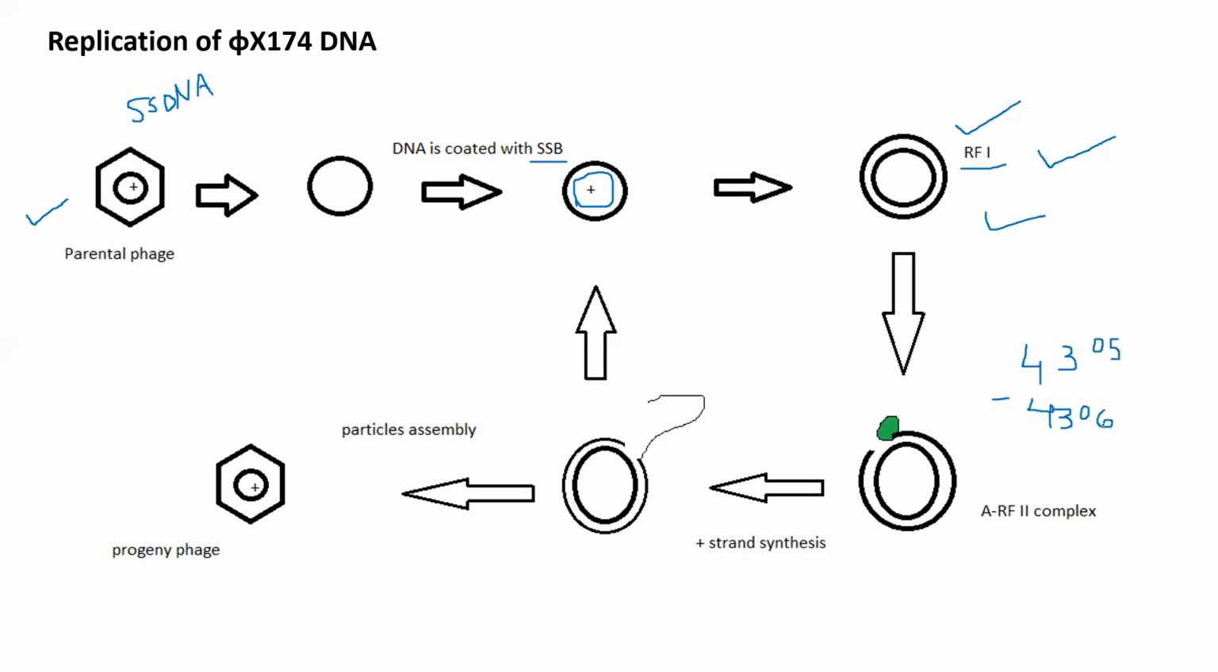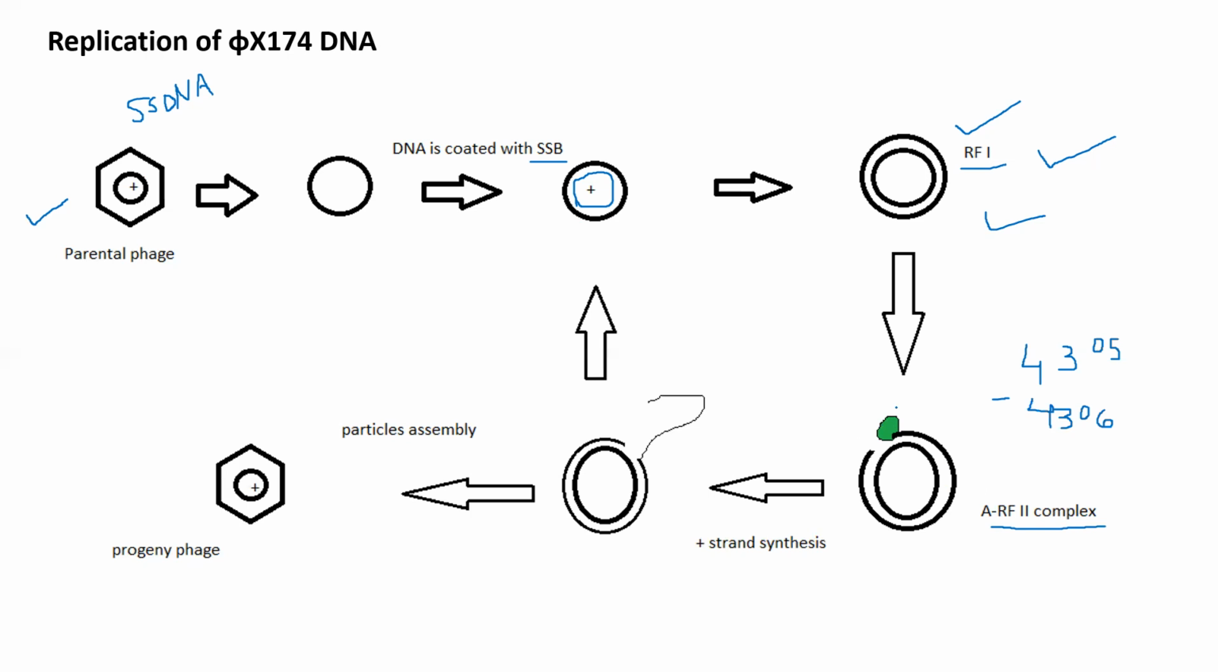After making a nick, the A protein doesn't leave; it remains covalently attached to the 5' phosphate terminus, and this nicked molecule with the A protein linked is called RF2, replicative form 2, or the A-RF2 complex. That means the A protein is linked to this replicative form 2 now. E. coli proteins, which are synthesized prior to the infection, will cause the parental plus strand to be displaced from the replicative form 2.